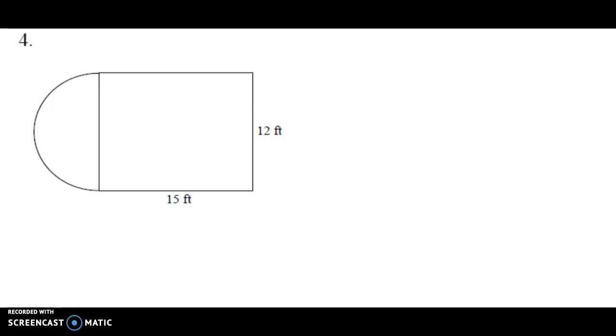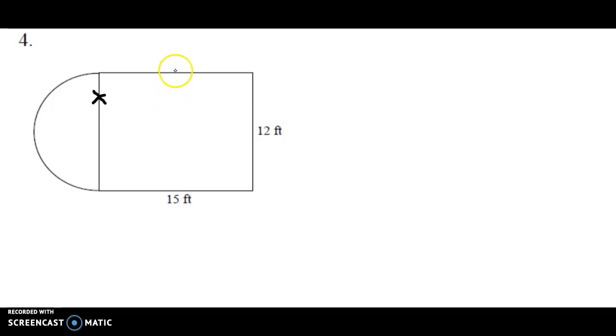All right, number 4. Number 4, we have a rectangle and a semicircle, but again, we want the distance around. So although this line here is solid, it's not on the outside of the object, so it's not going to be part of the perimeter. I'm going to put an X there. We need it for something else, but it's not part of the perimeter.